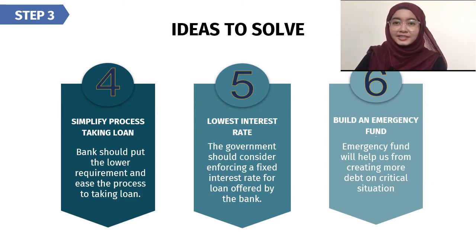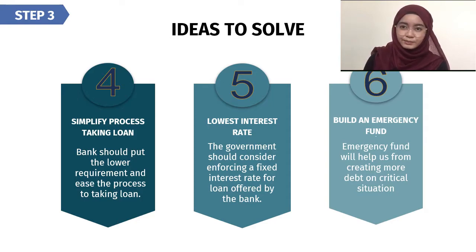Moreover, another idea to solve the urban poverty is to simplify the process of taking loans, especially for business purposes. Banks should help these people to ease the process by putting in fewer requirements. This is because they need money to start up the business and continue their life. Other than that, government should consider enforcing a fixed interest rate for loans offered by the bank.